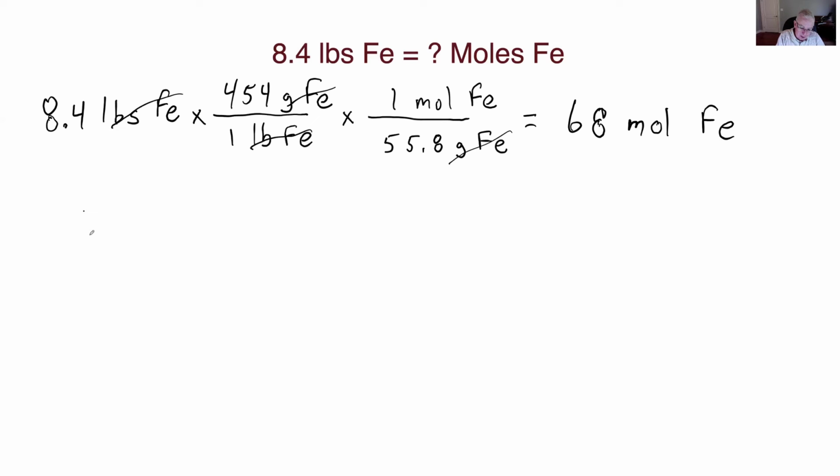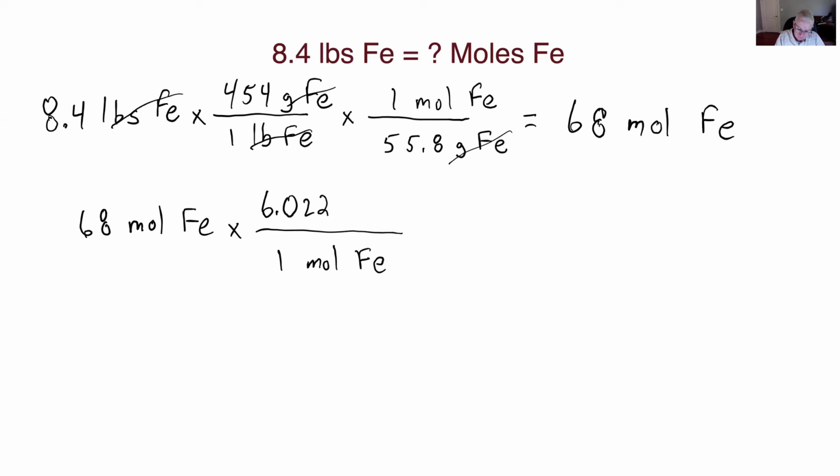If I wanted to get to atoms, that was the second piece of my question, 68 moles of iron. I know that 1 mole of iron is just written as Fe for its formula, so that just says that I have Avogadro's number here. And if I multiply that out, I get 4.1 times 10 to the 25th iron atoms.